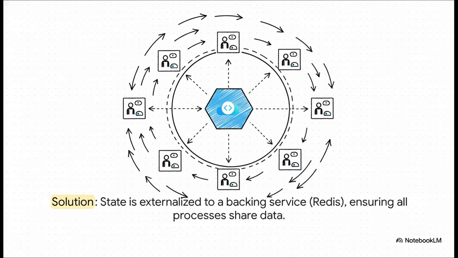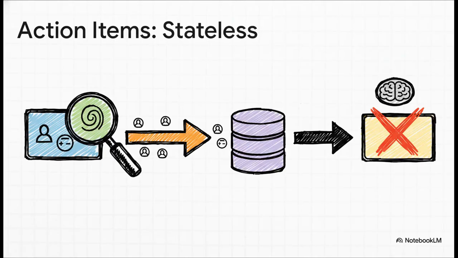They all read from and write to the exact same centralized visitor count. Any process can serve any user at any time. This, right here, is the absolute heart of horizontal scaling. So here's your checklist. I want you to comb through your code.